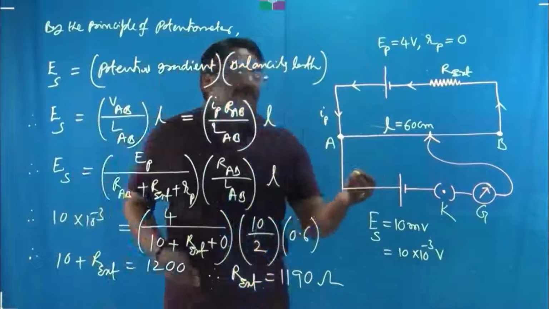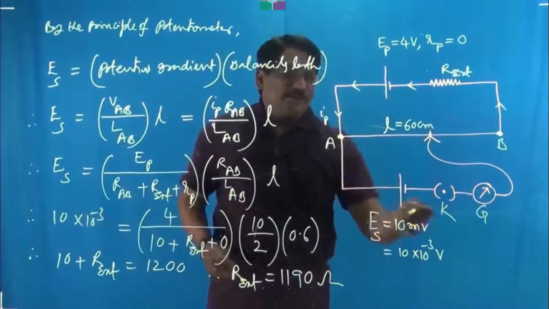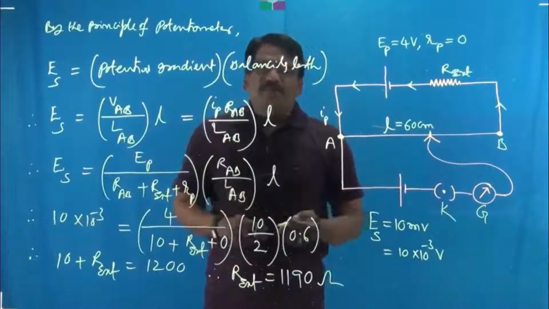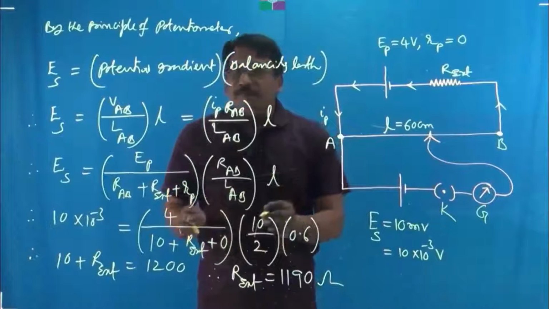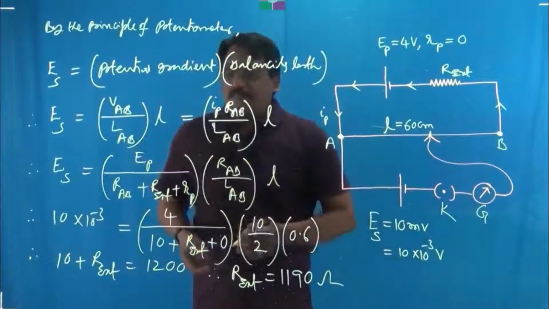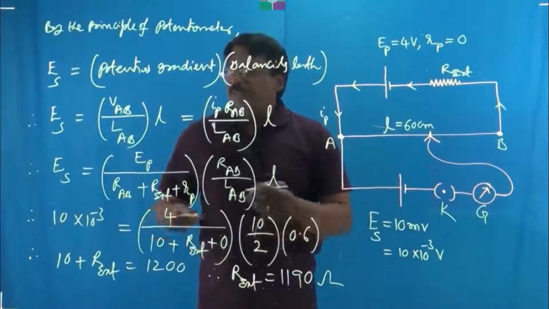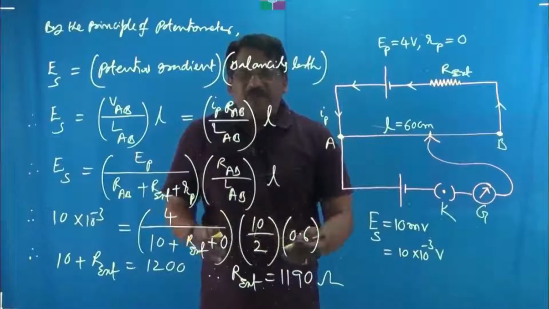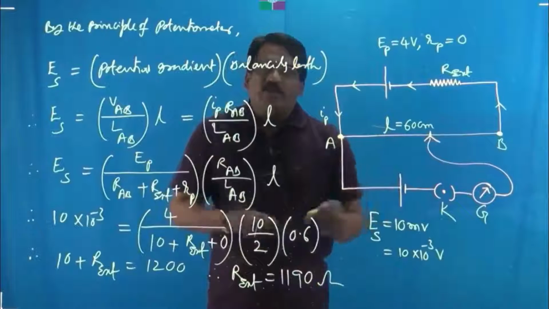Here you see the comprehensive question. If you are thorough with this question, you can easily solve the other questions based on the potentiometer also. In a more elaborated way, the explanation is offered to you. Now go through it once, twice, and understand the way in which we arrive at the required answer.